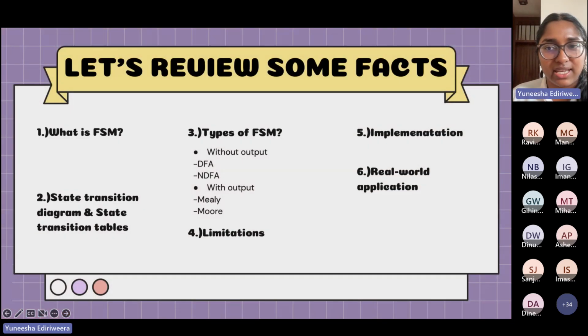So now that we have come to the end of our presentation, let's review some of the facts we learned during the presentation. We talked about what an FSM is, the graphical representation of FSM, the state transition diagrams, then the state transition tables, the types of FSM: DFA, NDFA, Mealy machine and Moore machine, the limitations of FSM, and the implementations and real world applications of FSM.